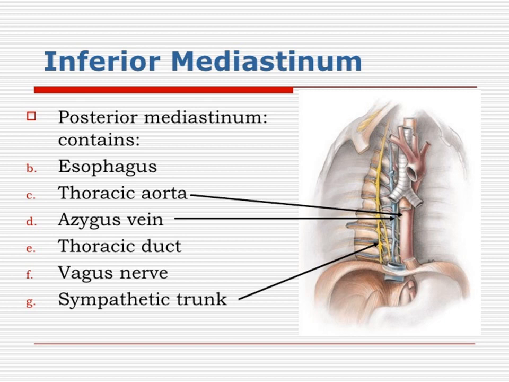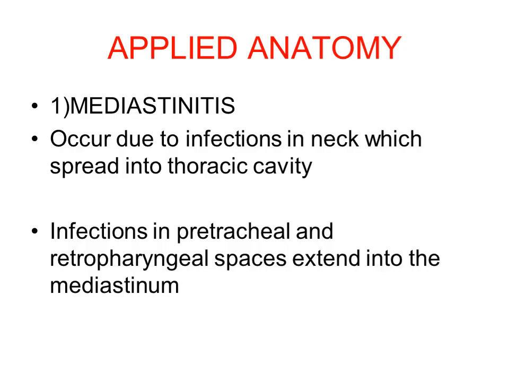Contents are: esophagus. So esophagus is the content of superior as well as posterior mediastinum. Thoracic aorta, descending thoracic aorta. Azygous vein, thoracic duct. Thoracic duct was also the part of superior mediastinum. Vagus nerve, a part of both the mediastinum, and sympathetic trunk.